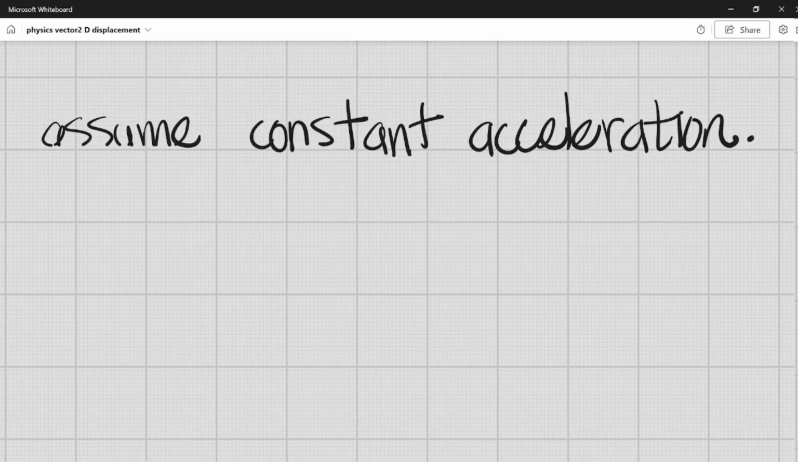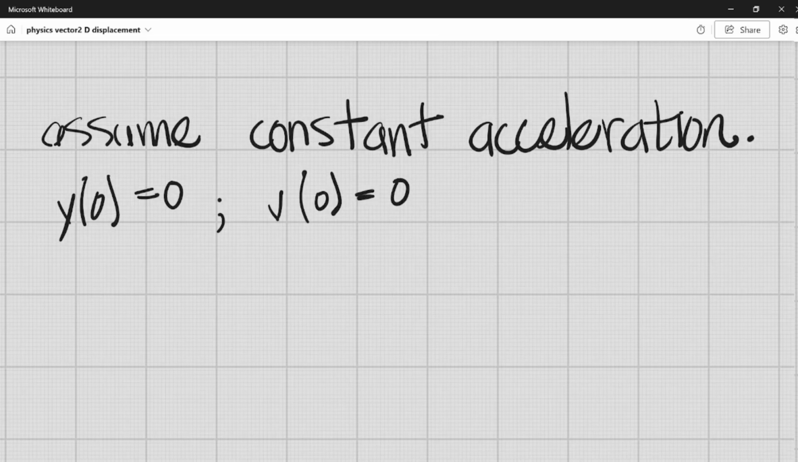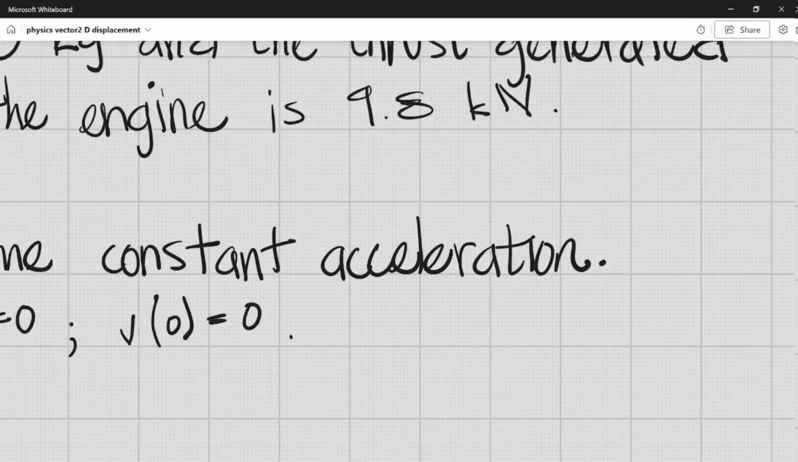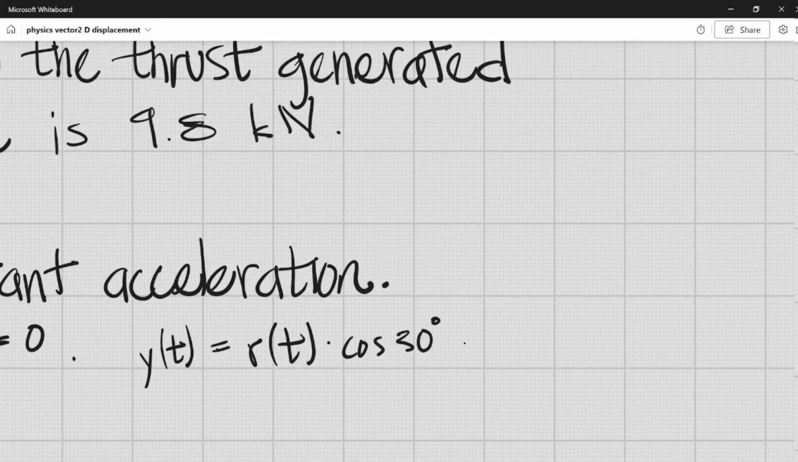Assuming constant acceleration will allow us to employ our kinematic equations of motion. So we're going to make a couple of assumptions and observations. The northward position at time equals 0 is 0. And similarly, the velocity at time equals 0 is 0, meaning we're starting at rest. And from our initial diagram, we can just see that y of t equals r of t times cosine of 30 degrees. So basically x of t is just a scaled version of r of t. It's just the eastward component of r of t, right?